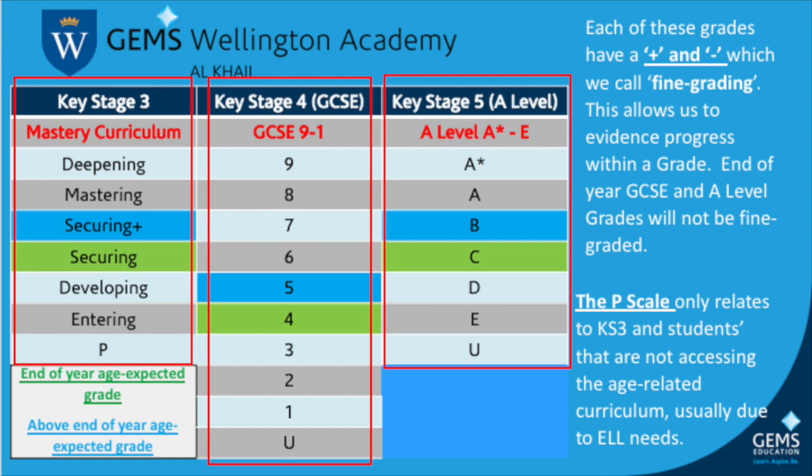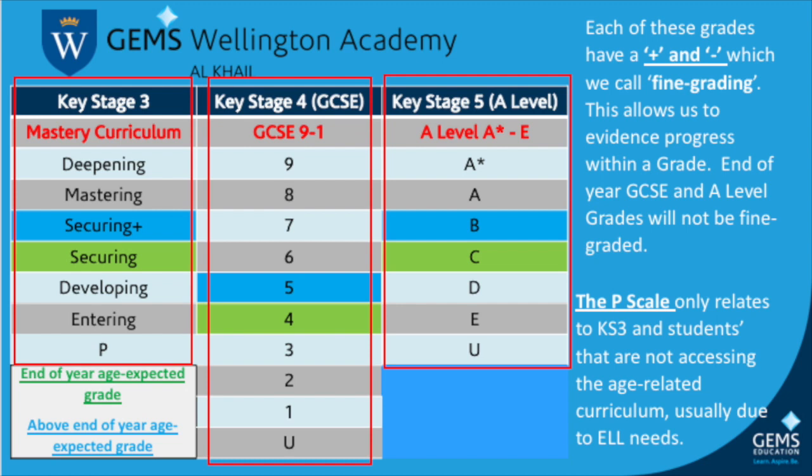At Key Stage 3, we've continued the fantastic work in the primary school through the mastery curriculum, so students are graded from entering to deepening. At Key Stage 4, we use the GCSE criteria 9 to 1, and then in Key Stage 5-6 form, we use A star to E.